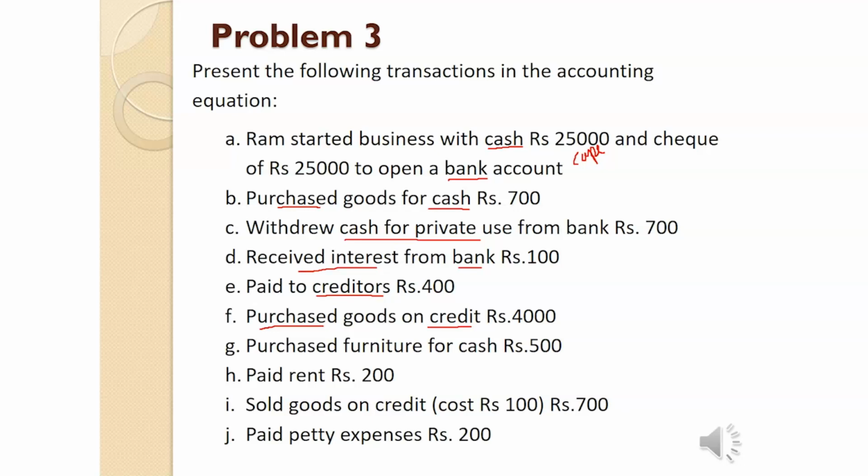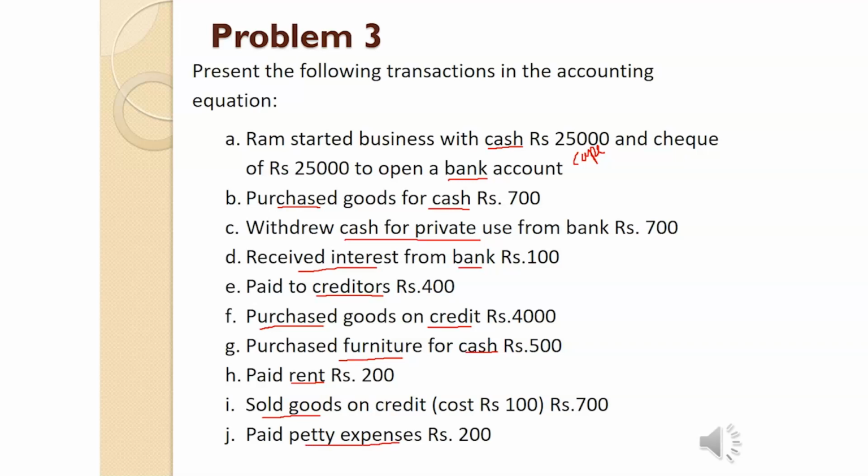The next one is purchase furniture for cash. Furniture account and another one is cash account. Here both are assets. Furniture value increased, cash value decreased. Then paid rent. Rent account and another one is cash account. This is an expense that will reduce the amount of capital. Cash is also reduced here. Sold goods on credit. So here sales account and another one is debtors account, and profit is also included here. Then petty expenses. Petty expenses account and another one is cash account. So it will reduce the amount of capital.